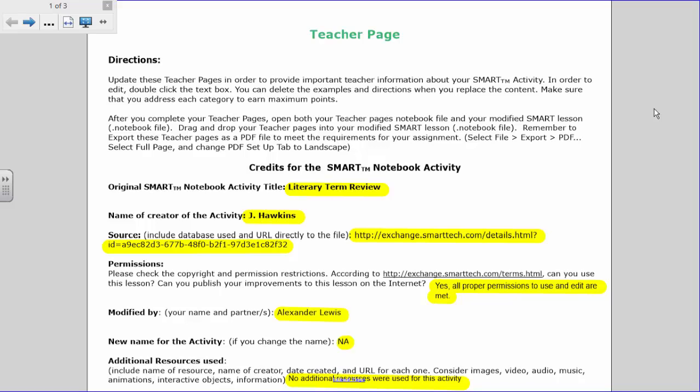My name is Alexander Lewis, and today I'll be going over a lesson plan using Smartboard technology for you. First, we'll be going over the teacher pages really quickly. The title of the Smartboard lesson is Literary Term Review by Jay Hawkins, and I found it on exchange.smarttech.com. Right there is the URL, Jay Hawkins, Literary Term Review.